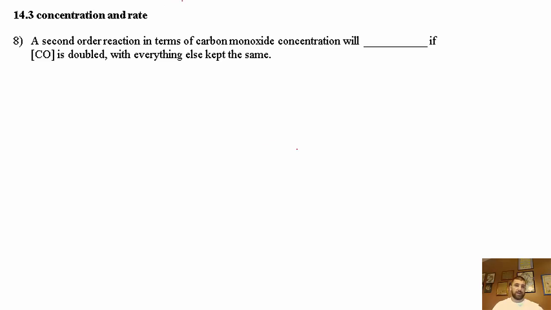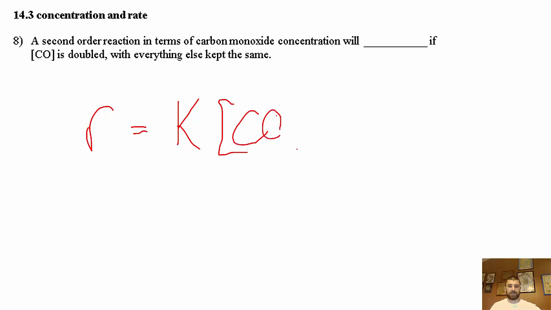So I'll start with 8. It says a second order reaction in terms of carbon monoxide concentration will blank if CO2 is doubled with everything else kept the same. So we remember that rate equals the rate constant times, for this it's saying carbon monoxide and it's second order. So it's going to be squared. So it's saying if we were to double the concentration, what would happen to the rate?